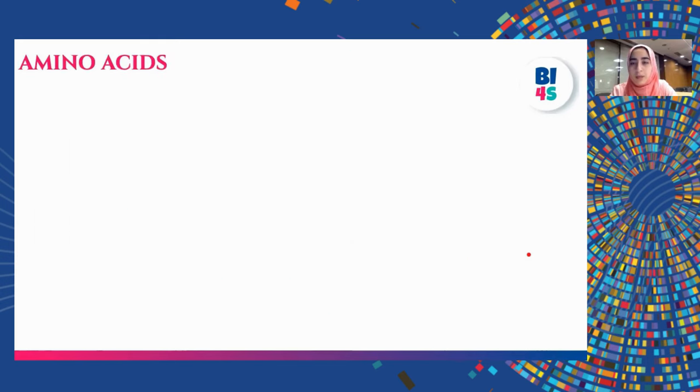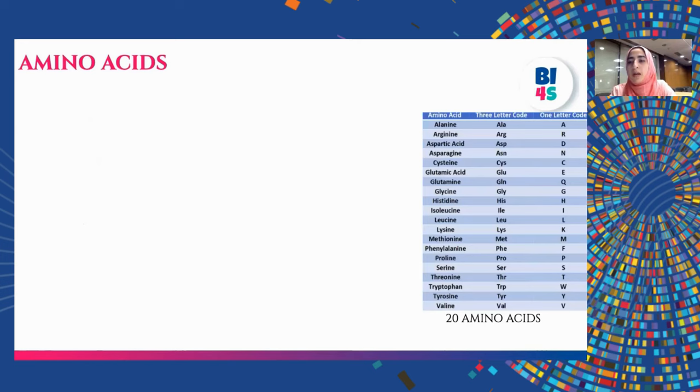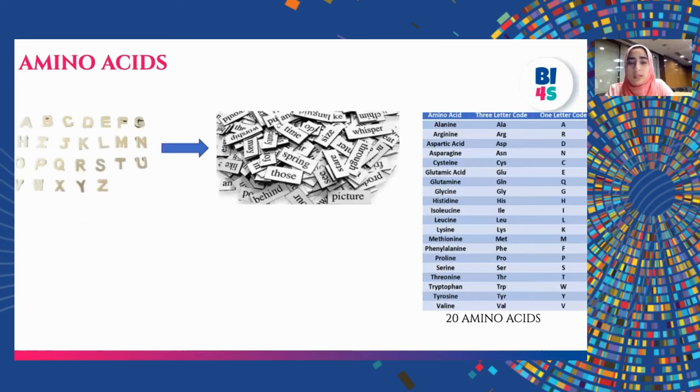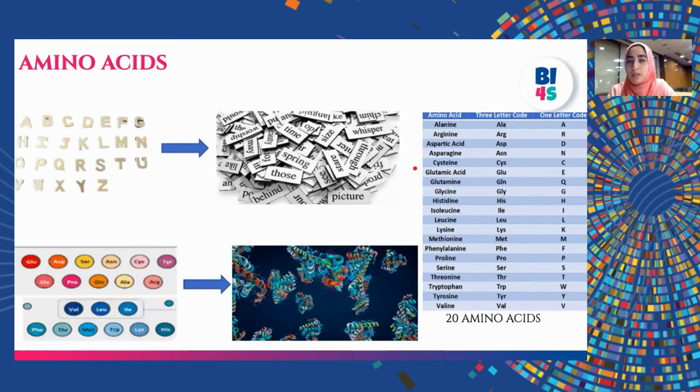Now, what are these amino acids? In our body, we have 20 different amino acids. Consider the English alphabet. In the English alphabet, we have 26 different letters which make up millions of words by different combinations. Similarly, these 20 amino acids, by different combinations and different lengths, make up millions and millions of proteins that are present in the organism.